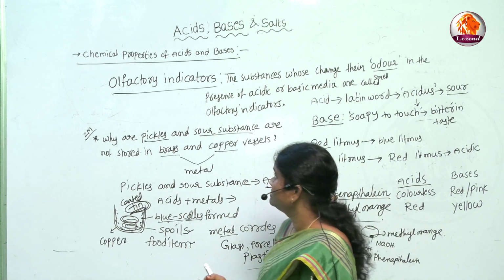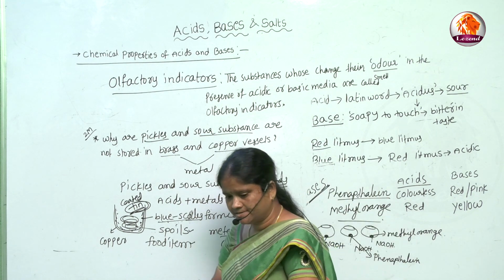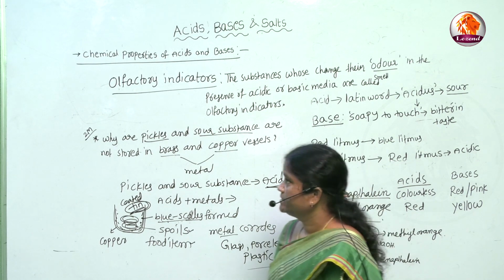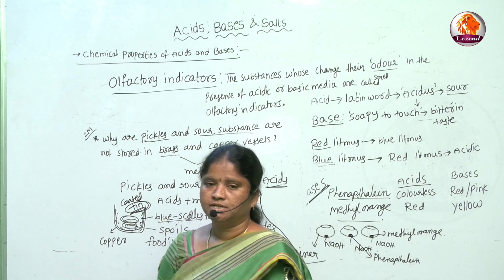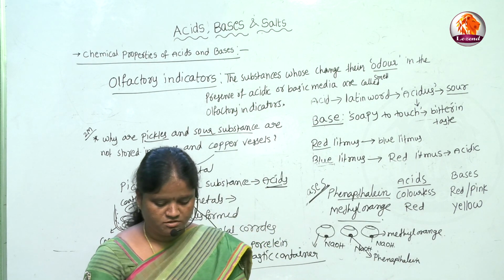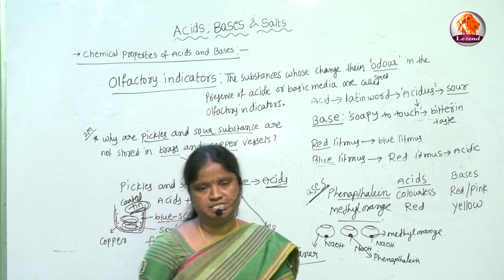So these are the chemical properties of acids and bases. In our next topic, the reaction of acids and bases with metals, we will learn in our next class.